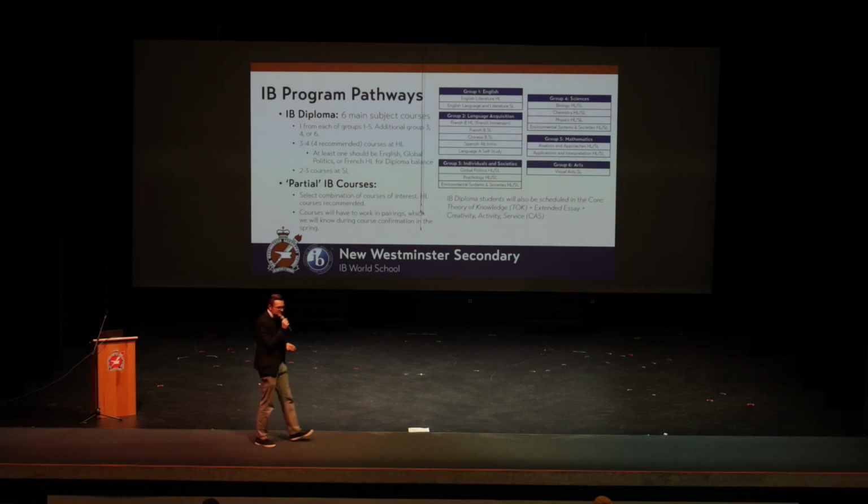For diploma balance, what we recommend is that students take one of English, global politics, or French at the higher level. Our higher level courses have what are called Z-blocks, which, in order to get the content necessary for the higher level component of those courses, are classes either before or after school in either grade 11 or grade 12. And for English and global politics and French, that Z-block comes in grade 11, whereas in our math, science, and psychology courses, all those Z-blocks come in grade 12.